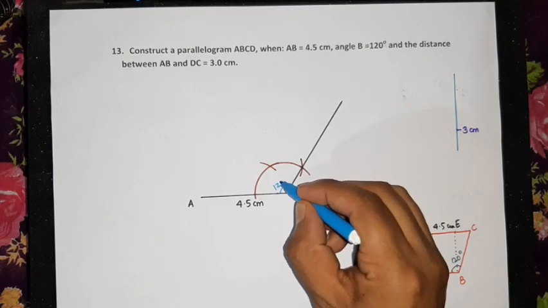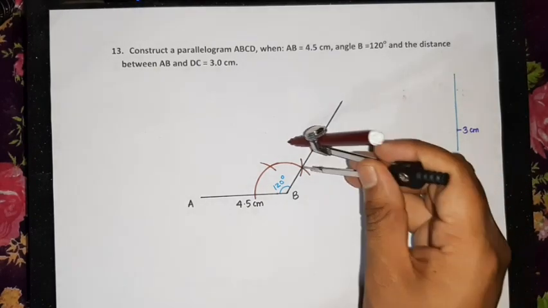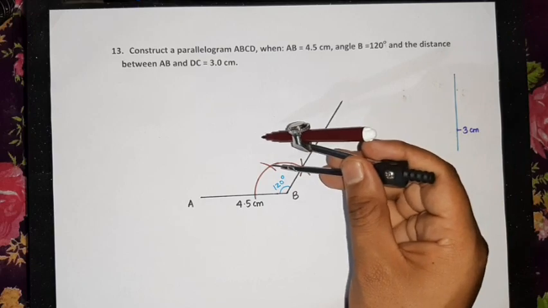So we have drawn 120 degree angle. Now next is we have to draw 90 degree as well at B, right? Because we have to draw a perpendicular, or the height. So we will draw 90 degree angle at B. So we can draw 90 degree by bisecting 120 and 60 degree, right?